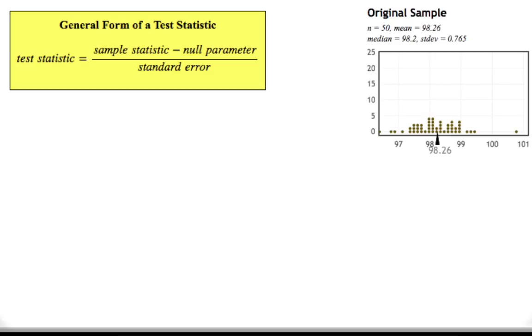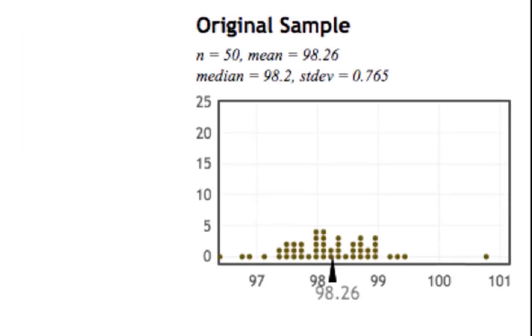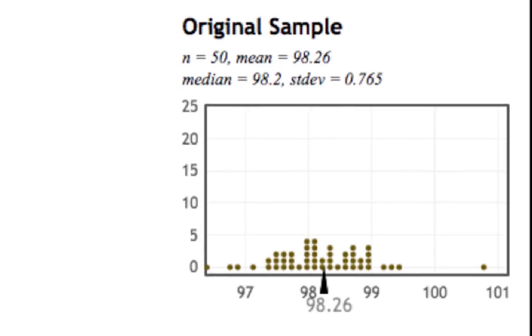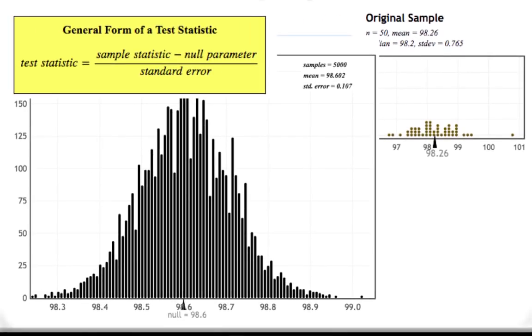This data is the body temperature data that's built into StatKey. Here we have our original sample with a sample mean of 98.26. We wanted to know if there was evidence that the population mean was different from 98.6. So we constructed a randomization distribution giving a null hypothesis of mu equals 98.6. So here we have our sample statistic, our null parameter, and our standard error that we can plug into this formula.